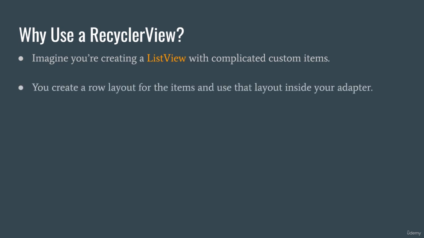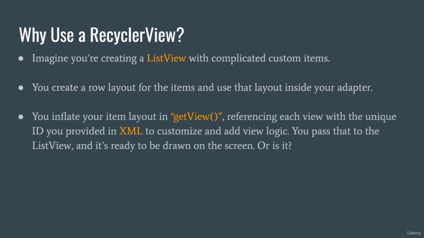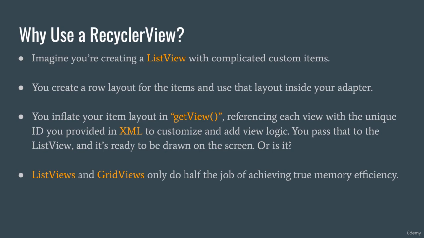And you create a row layout for the items and use that layout inside your adapter. Well, you inflate your item layout in getView, referencing each view with a unique ID you provided in XML to customize and add view logic. You pass that to the list view and it's ready to be drawn on the screen. Well, is it or is it not? Well, the thing is, list views and grid views only do half the job of achieving true memory efficiency. And that is something that is super important.